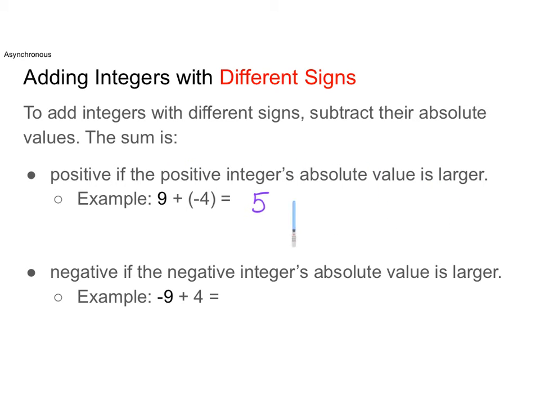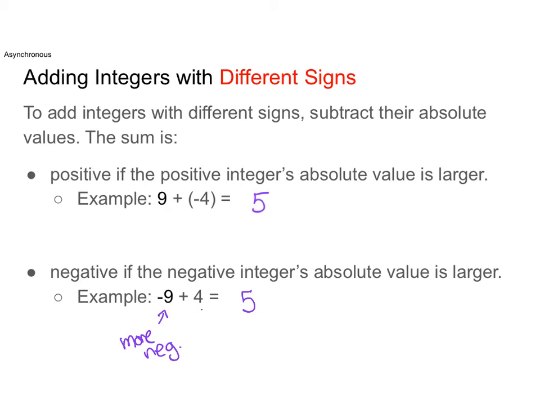Now I need to keep the sign of the larger value. Do I have more positives or negatives? I have more positives, so my answer is going to be positive. I don't need to do anything here. In this other case, I have more negatives, so my answer is going to be negative. So let's go ahead and do the same thing. The absolute value of -9 is 9, and the absolute value of 4 is 4. We're going to subtract again in our head. What's 9 minus 4? It's 5. But I have more negatives.